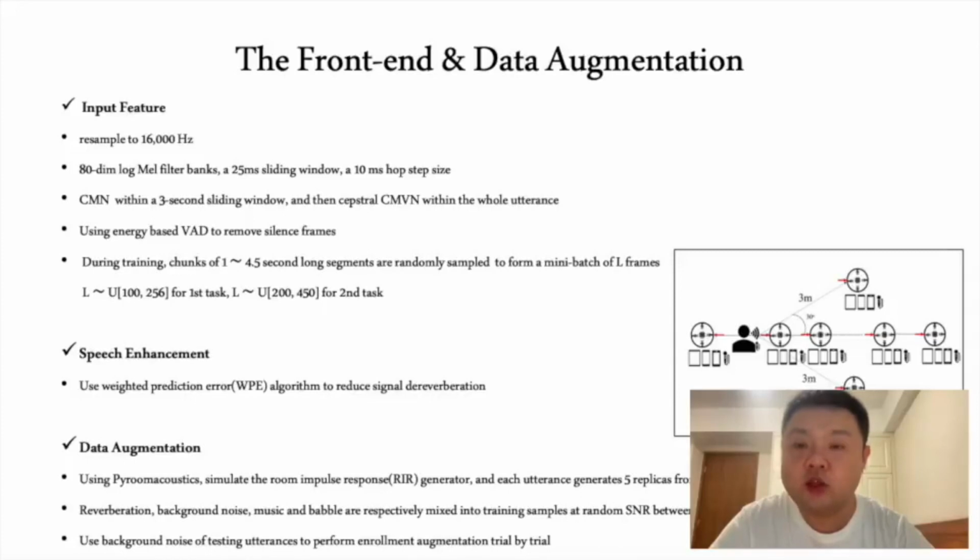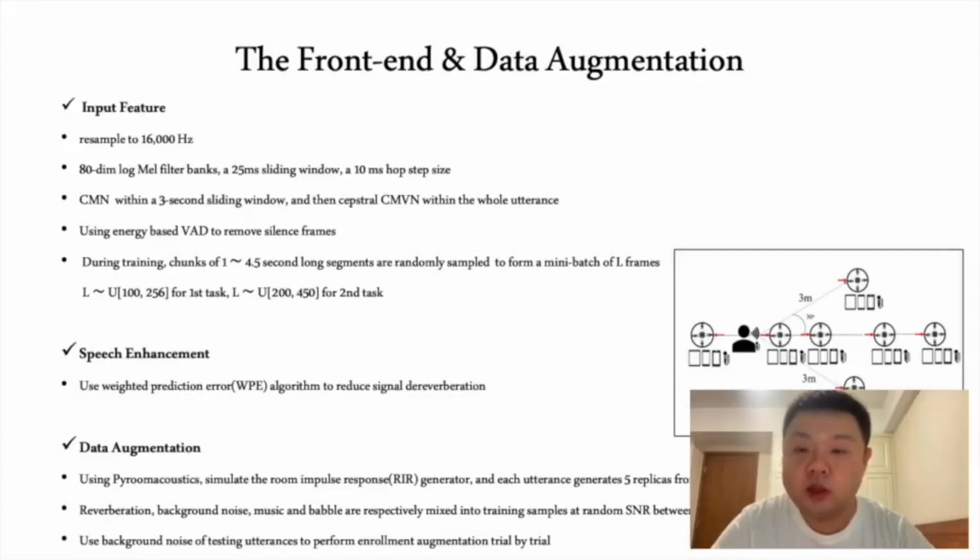During training, chunks of 1 to 4.5 second long segments are randomly sampled to form a mini batch of L frames. L is between 100 and 256 for the first task, and L is between 200 and 450 for the second task. We use the weighted prediction error WPE algorithm to reduce signal reverberation.